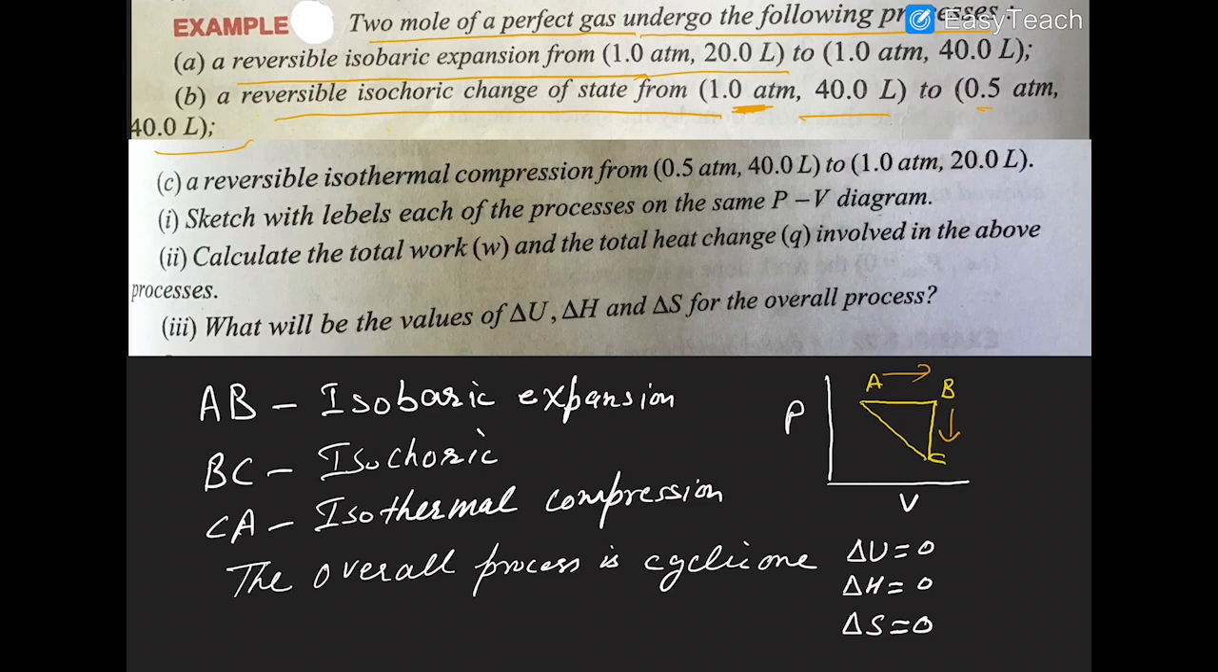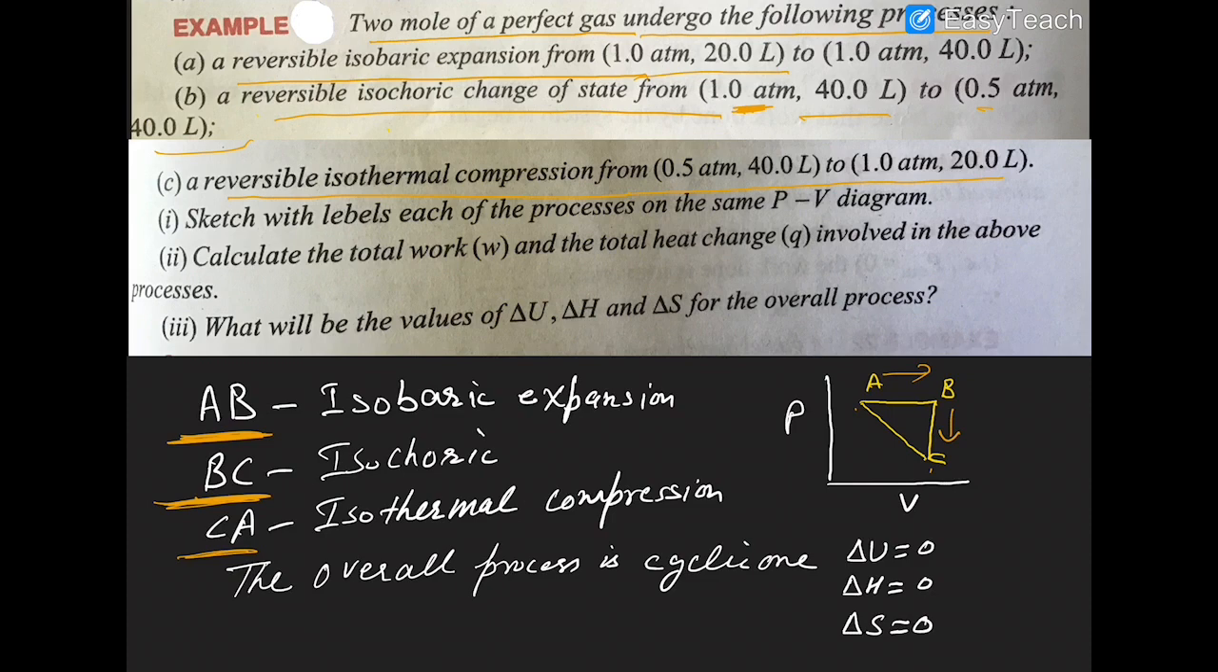Work done would be 0. Why? Because the volume will remain constant. And next will be a reversible isothermal compression from 0.5 atmosphere to 1 atmosphere, and volume 40 to 20. So it is C to A. So A to B represents isobaric expansion, B to C represents isochoric, and C to A represents isothermal compression.